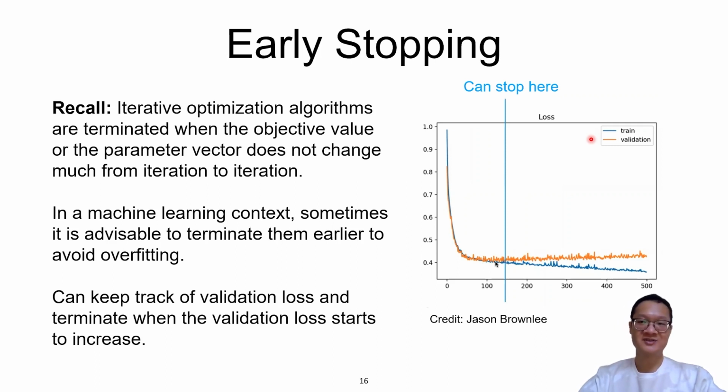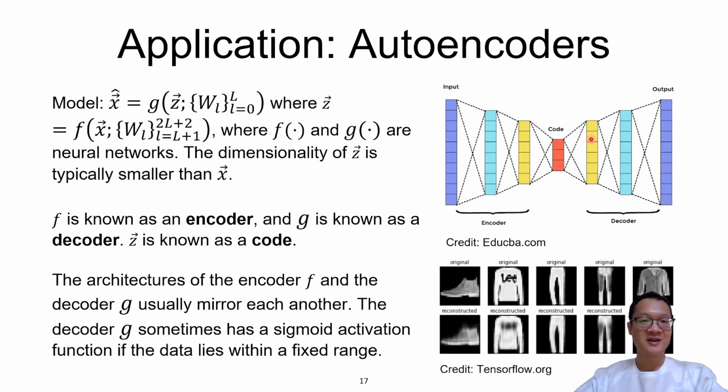Now we're going to continue our discussion of neural network architecture, and we're going to talk about autoencoders. Autoencoders are models of the form x hat equals g of z, parameterized by some weights w_l, l from 0 to capital L. For the function g, the input is some vector z, and the output is x hat rather than y hat, which is what we're used to.